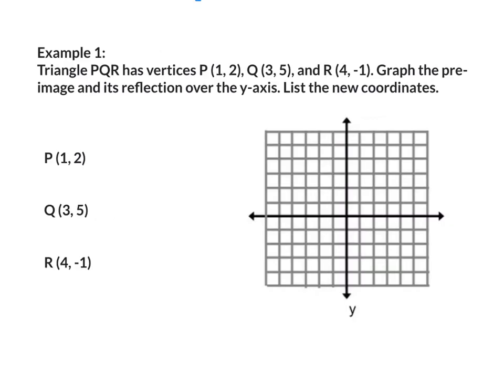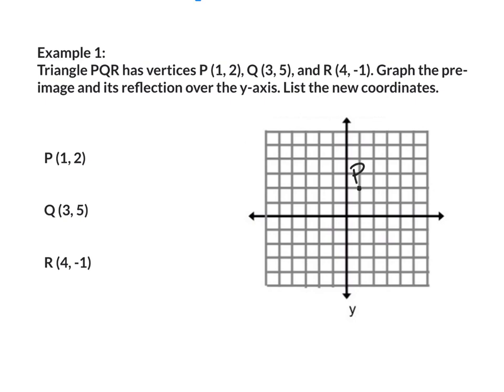Example number 1. Triangle PQR has vertices at point P (1, 2), point Q (3, 5), and point R (4, -1). Graph the preimage and its reflection over the y-axis. List the new coordinates. So first I'm going to start by plotting my points. Point P is at (1, 2). I'm going to go to the origin, go to the right 1, up 2.